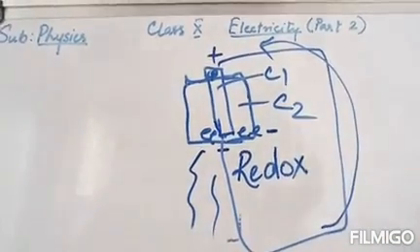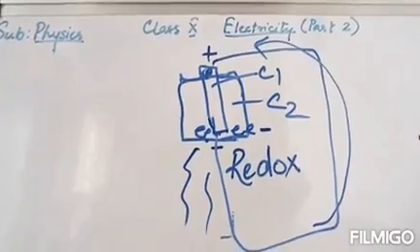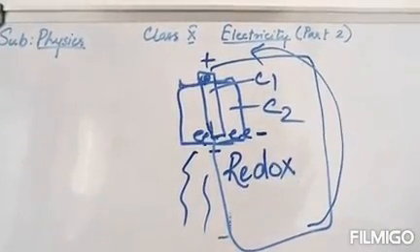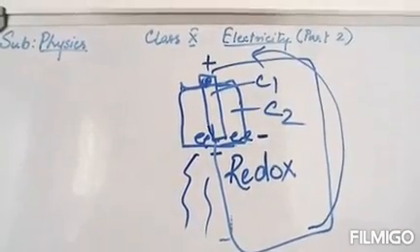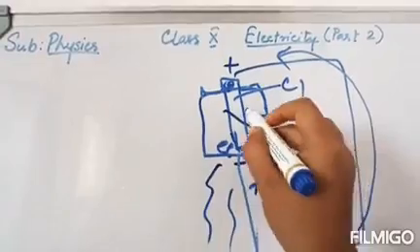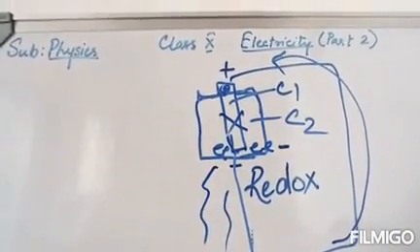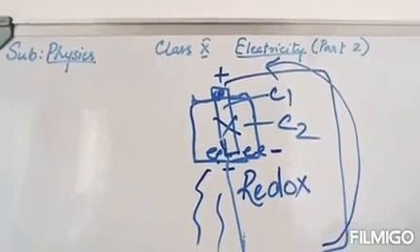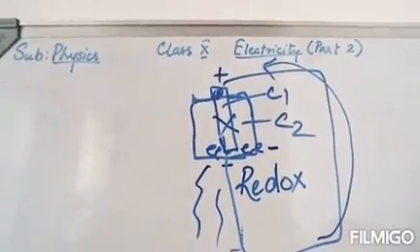And when we say that this battery is not working properly, or not doing its function properly, it means the reaction inside the battery has stopped. The chemical reaction that was in the battery has stopped. So this is the meaning of it.